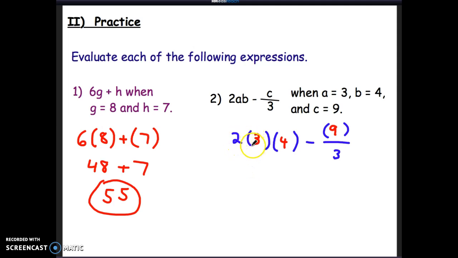2 times 3 is 6. 6 times 4 is 24. Minus 9 divided by 3 is 3. 24 minus 3 is 21. Simplified. Hopefully you got the exact same answer. Again, if you didn't, go back, see what you did wrong, and fix it.